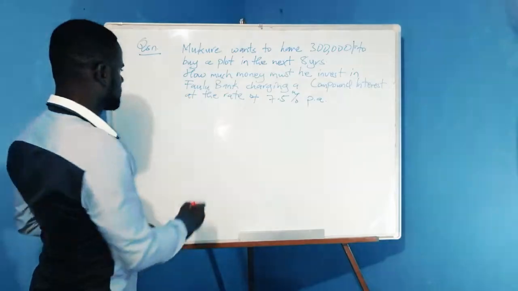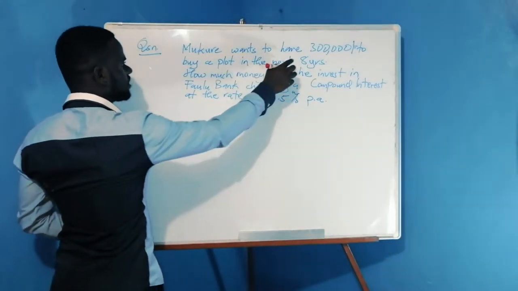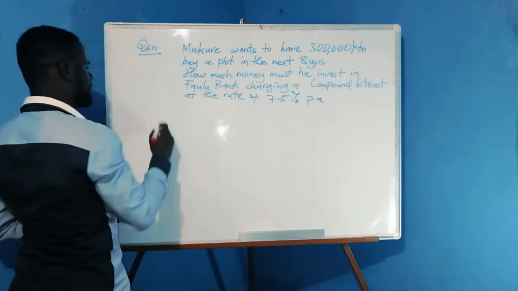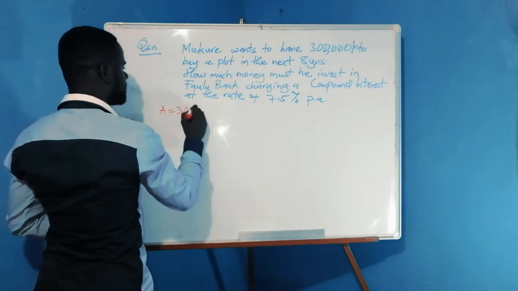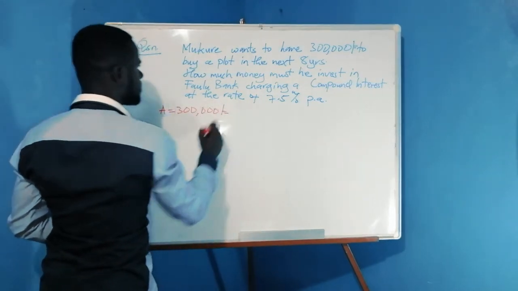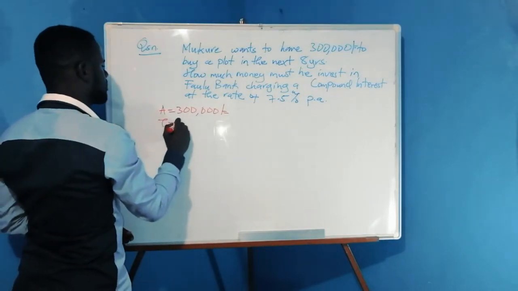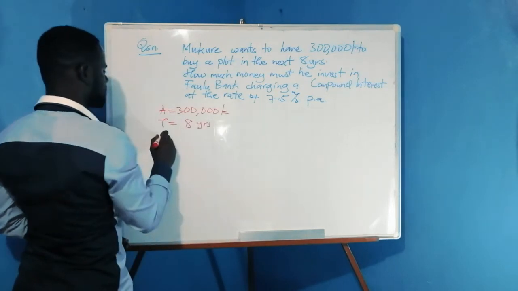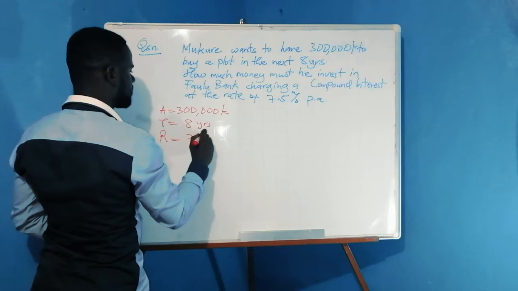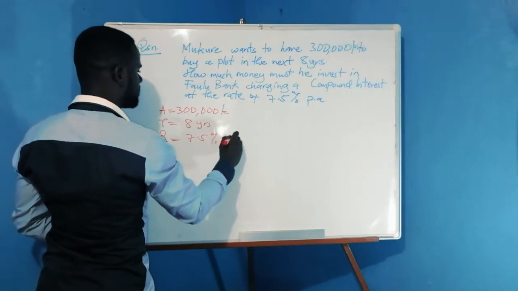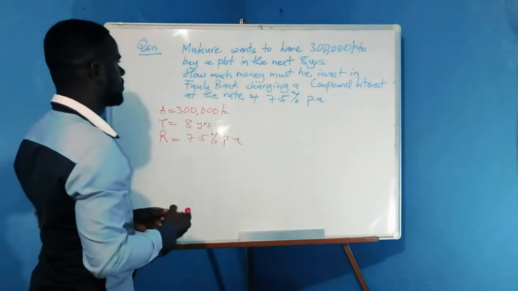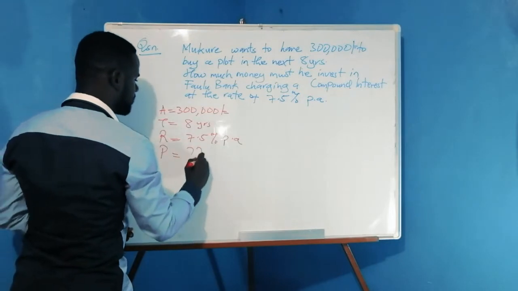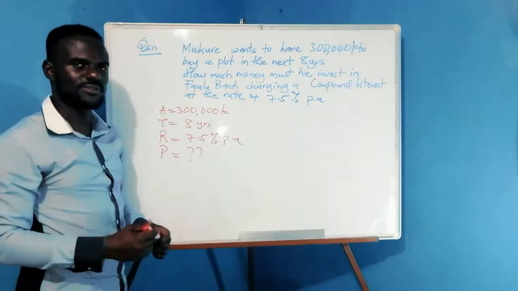From the introductory part, remember, if you want to have 300,000 Kenya shillings, this should therefore be what we refer to as the amount, 300,000 shillings. The duration Mukure wants to have that money is in the next 8 years. Remember, the interest rate charged by the bank is 7.5% annually. What do we want? We want to calculate how much money must he invest. Therefore, that money should be the principal. How much must he invest?